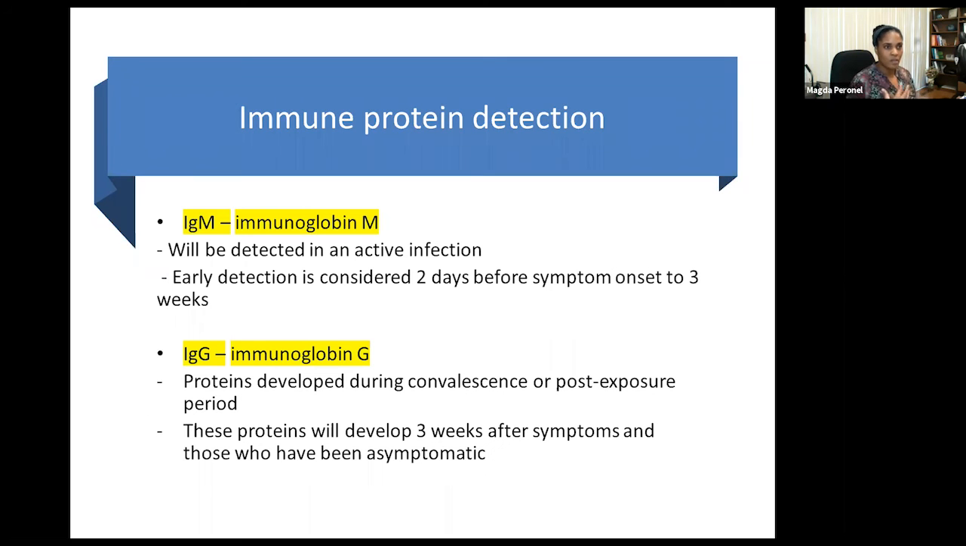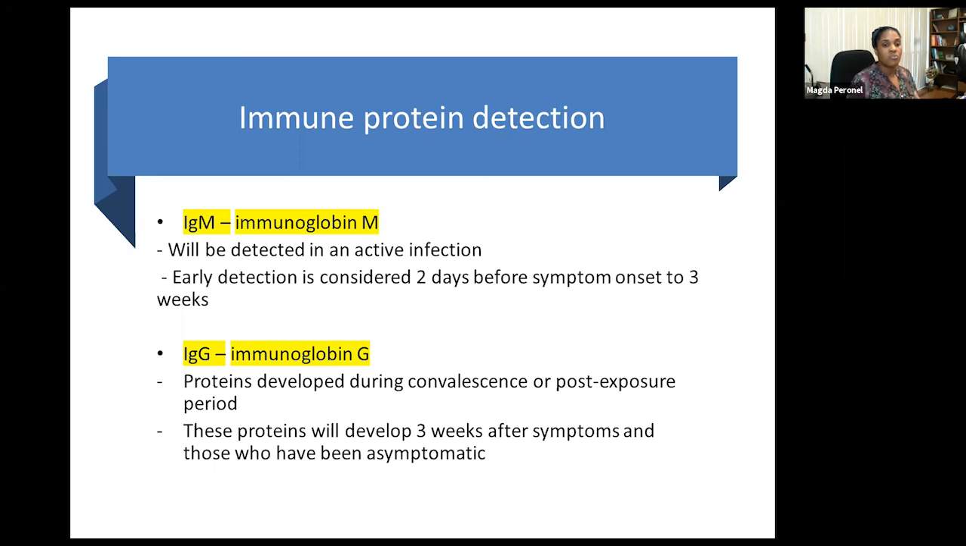All right, so let's talk about the IgM and IgG that we were talking about. IgM is the protein that's detected in the body from the immune system with an active infection. So it's going to be from 2 days before symptom onset up to 3 weeks that the IgM will be positive on your test.